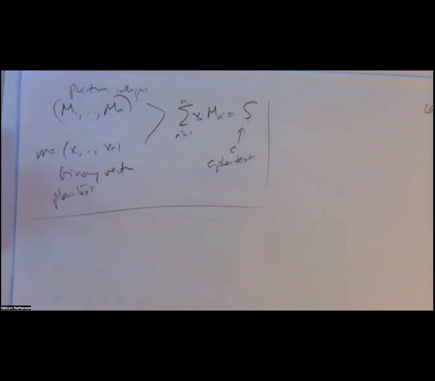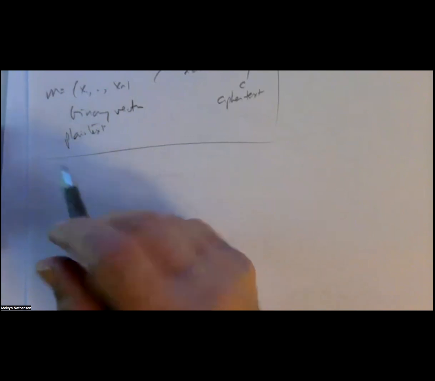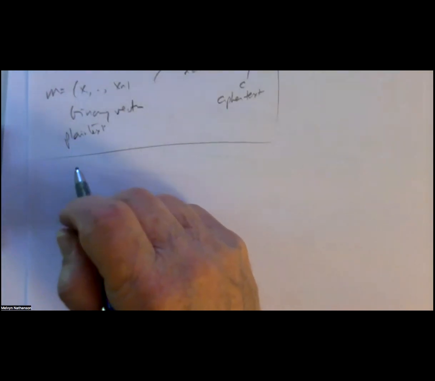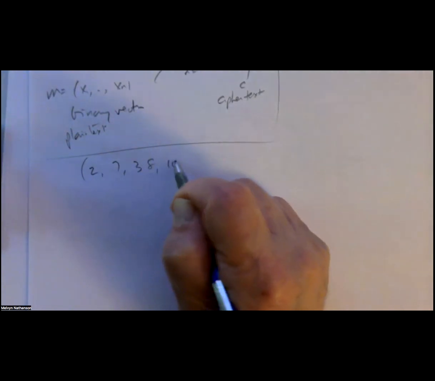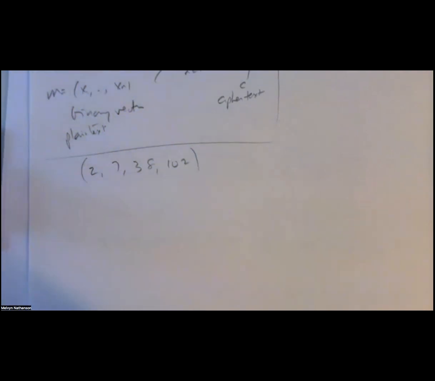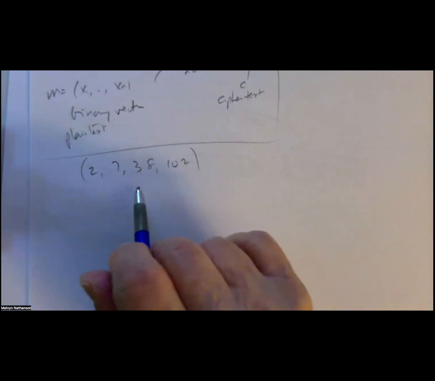So the first thing we're going to do is figure out how to create a sequence of numbers where there is an easy algorithm, an easy method to find the subset sum of a number, to invert the subset sum. So we want to find numbers that grow very fast. Let me just give an example. Suppose we take as our sequence 2, 7, 38, 102. Now, these numbers grow fairly fast.